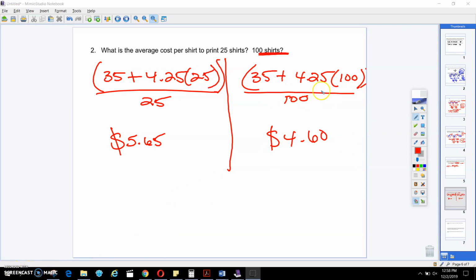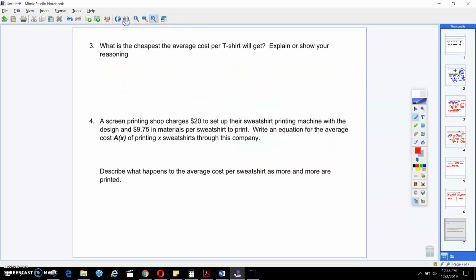All right, so someone just mentioned that this should be 100, not 25 in the denominator. Sorry. So you should have 100 in the bottom. I did that in the last class too, so it's okay. But as long as you get $4.60, you're good. Okay, so we're moving on because we're trying to make sure that we fit this into the time frame.